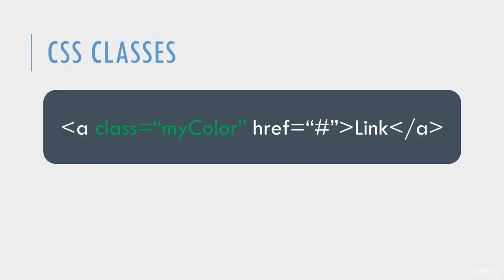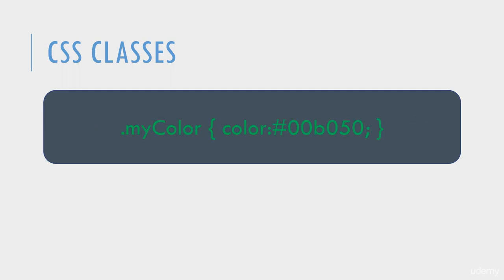Take a look at this A element. The class, which is the text in green, is referencing the myColor class. And here are the properties assigned to the myColor class. Every element that has this myColor class assigned to it will inherit this color. And if we change the color here, every element with this class will inherit that color.